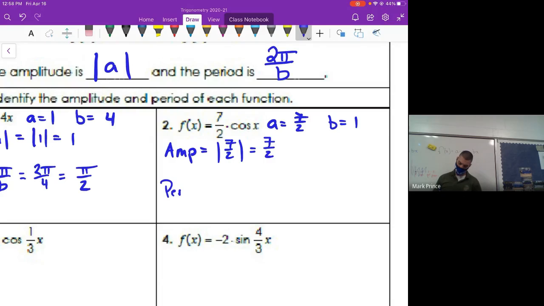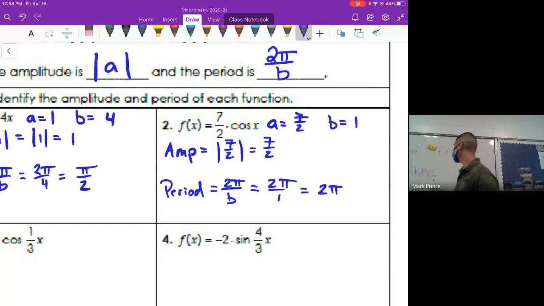And our period is 2 pi over B. And B is 1. It's always nice when B is 1. Makes the math easy. It's 2 pi over 1, which is 2 pi. That's a standard graph, so whatever the chunk is between 0 and 2 pi, that will repeat every 2 pi.